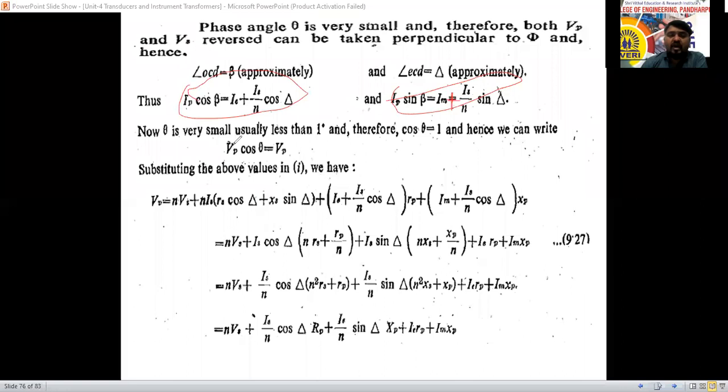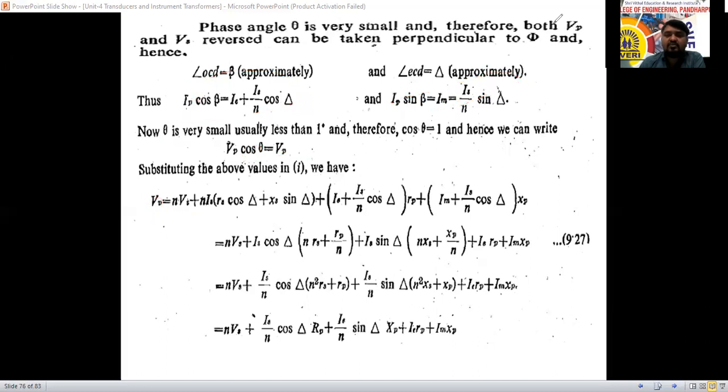Previously whatever we had, and now theta is very small, which means cos theta we are going to consider as 1 only. So VP cos theta equals VP, we are going to consider. By substituting this in equation number 1, VP cos theta becomes VP. n VS we have kept as it is. n IS, what was it previously?